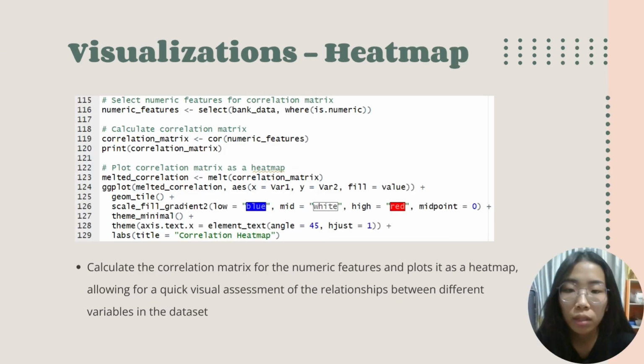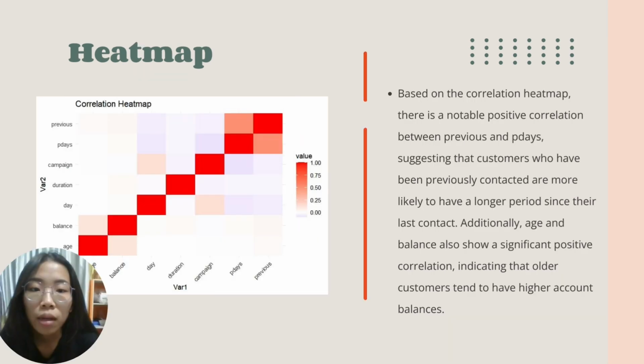For a quick visual assessment of the relationship between different variables in the dataset, we calculate a correlation matrix and plot it as a heat map. Based on the heat map, there is a notable positive correlation between previous and pdays, meaning that customers who have been previously contacted are more likely to have a longer period since their last contact.